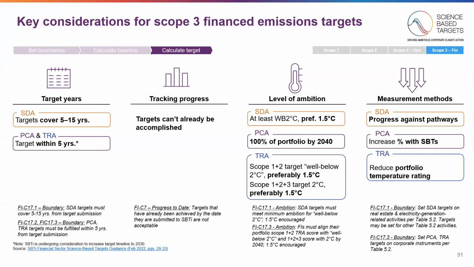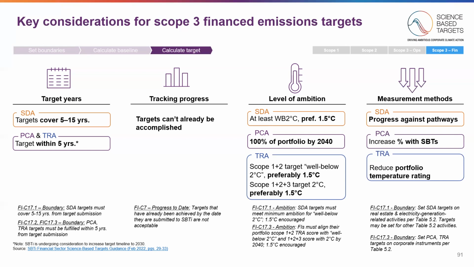Lastly, on the measurement methods, sectoral decarbonization approaches are tracking the relative intensity and its alignment with the associated sectoral pathway. For the portfolio coverage approach, the measurement method is growing the percentage of portfolio clients that have SBTs. Lastly, for the temperature rating approach, the metric that is tracked is the aggregated portfolio temperature rating.